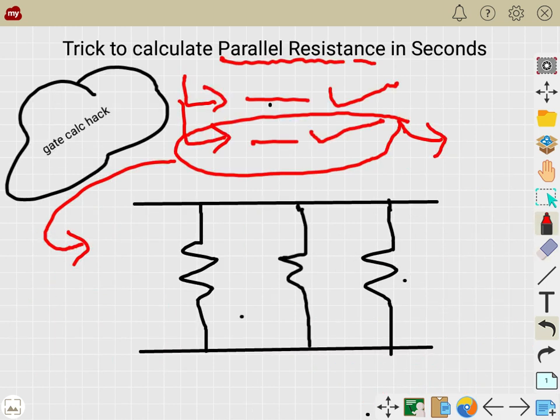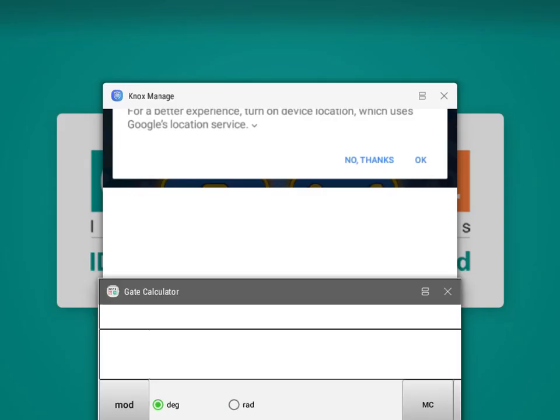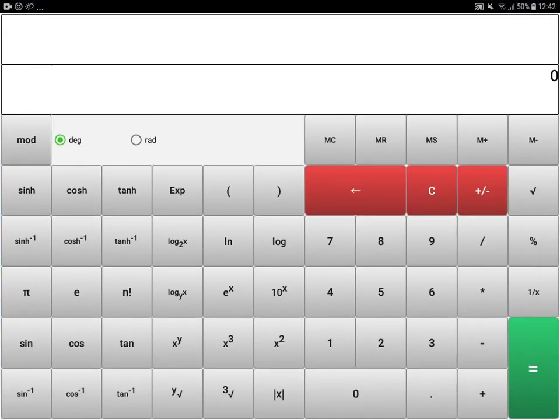Now coming back to the same circuit, instead of 1 by 8, 1 by 2, 1 by 5 as the values of resistance, let's take them as 81, 83, 92. So these are the values of resistance and we have to find out the R equivalent. Let's see this using the GATE calculator. Here we are, this is our GATE calculator. We are not going to use the traditional way, we are going to use the trick. Watch this carefully, as this is very important for GATE aspirants and people who are going to give BARC exams. So we have the resistances as 81, 83 and 92.